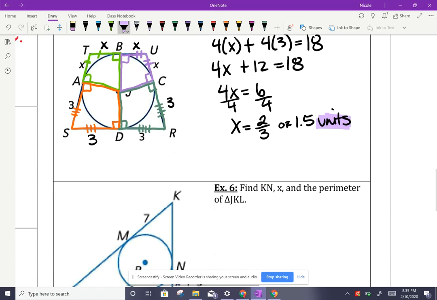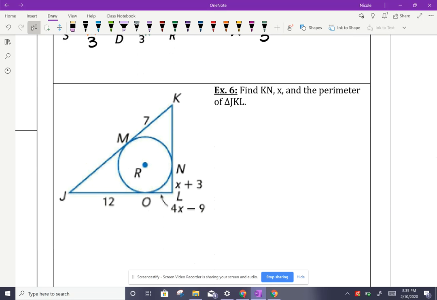Okay, let's look at another example. This one has a triangle, so a different type of polygon. It says we need to find KN, X, and the perimeter of the triangle. So we have several points of tangency. We have KM and KN. So these two are congruent. This is also 7.